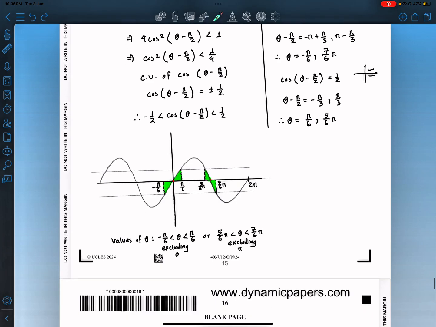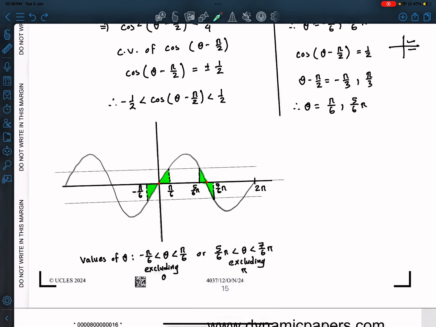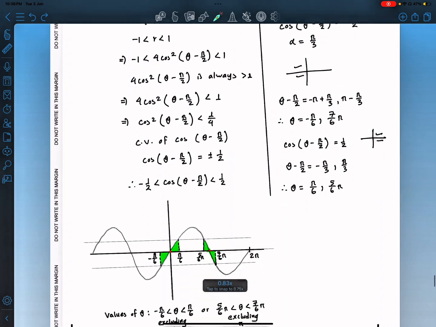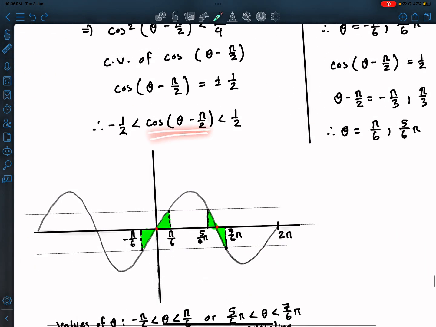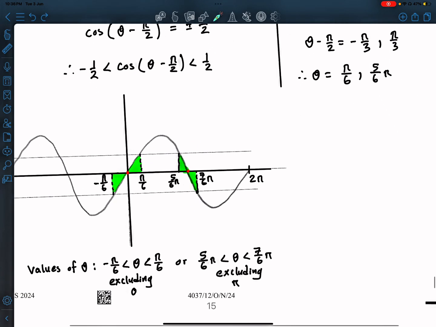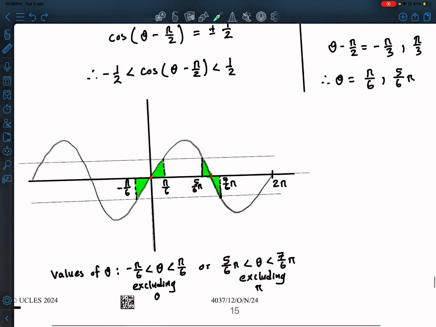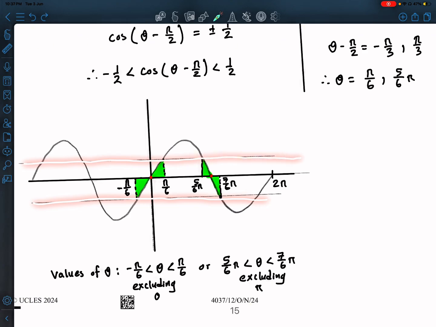Now, the second part of this problem would be to draw a simple curve. So how to draw this curve is this cosine curve over here. To draw this cosine curve, we need to first look at this part over here, theta minus pi by 2. The curve is being shifted to the right by pi by 2 units. So the cosine curve essentially becomes a sine curve because it's being shifted to the right by pi by 2 units. Then we input our values for which cosine is equal to minus half and half.